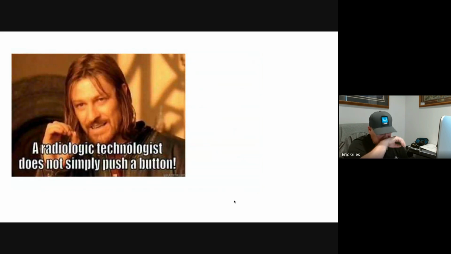Okay, and a radiologic technologist does not simply push a button. Some people call us button pushers, which is upsetting because you guys are seeing that there's a lot that goes into taking an X-ray and studying for a test on X-ray. It's not just pushing a button and setting a technique. There's a lot that goes into it.